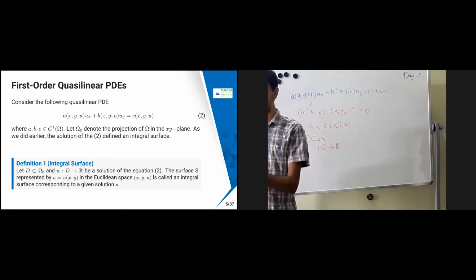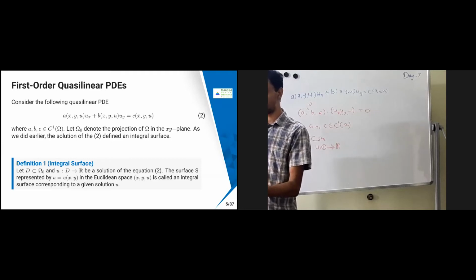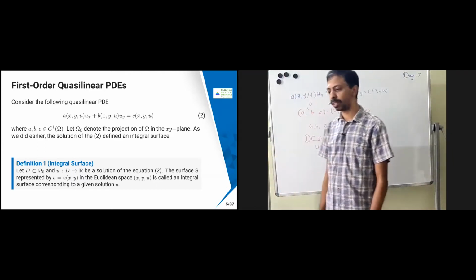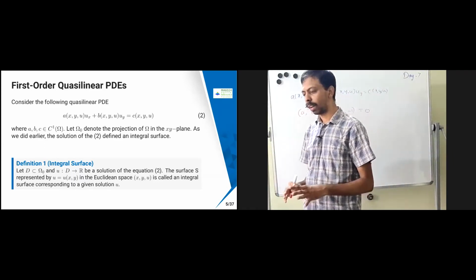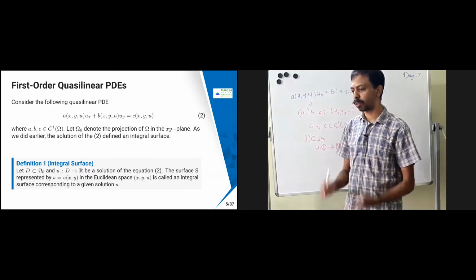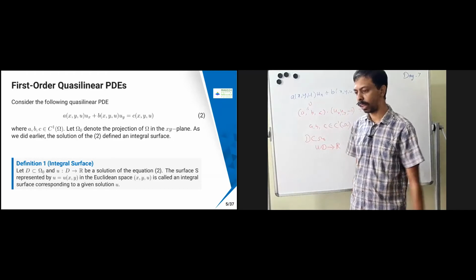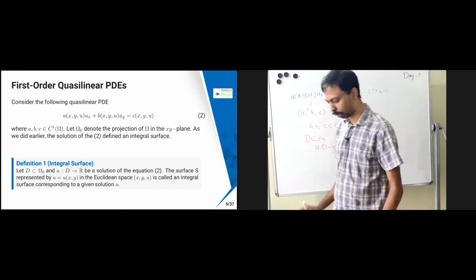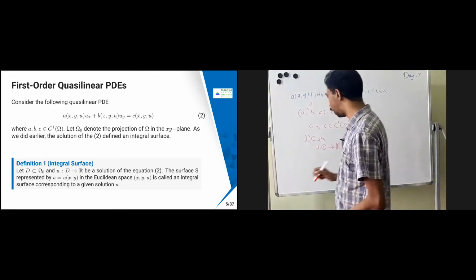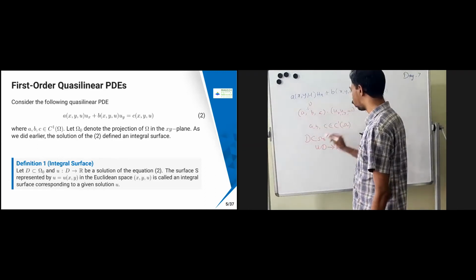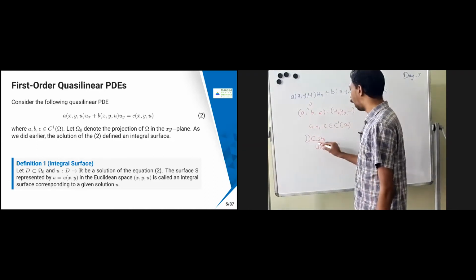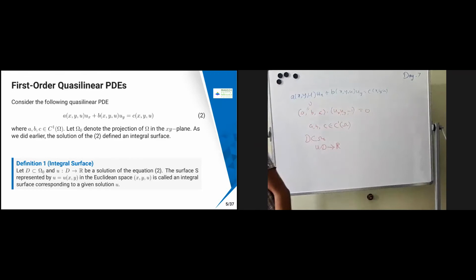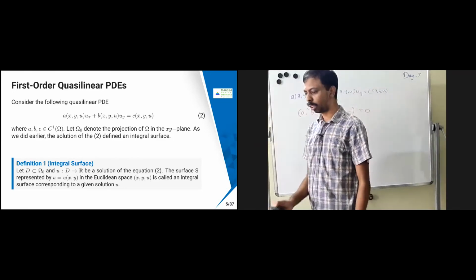Then what we have is that this u is a function of x, y. That means it is going to represent a three-dimensional surface, a surface in Euclidean space. That surface I am going to call an integral surface corresponding to a given solution. So what is the integral surface? The surface represented by this u. It is going to satisfy this equation, and u is a function from D to R, and that is going to represent a surface in Euclidean space. Any doubts in this one? Integral surface?